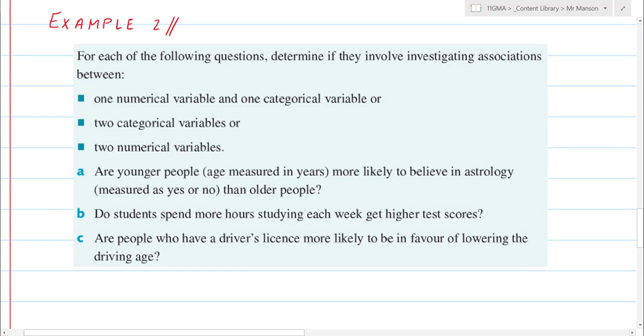So let's just talk through this quickly. For each of the following questions, determine if they involve investigating associations between one numerical and one categorical, two categorical, or two numerical. This will be the thing that you have to identify when you're solving a question. Are younger people, measured in years, more likely to believe in astrology than older people?